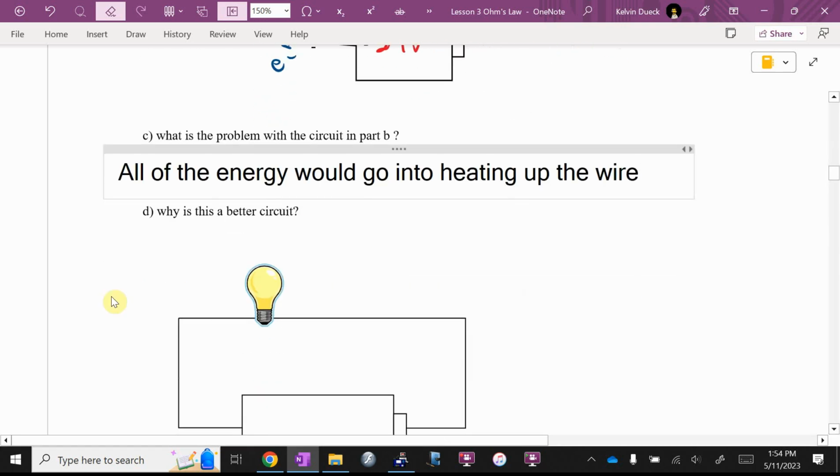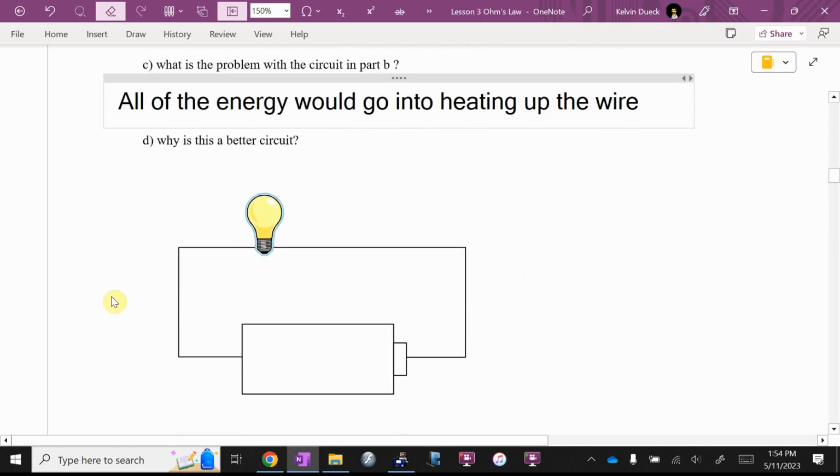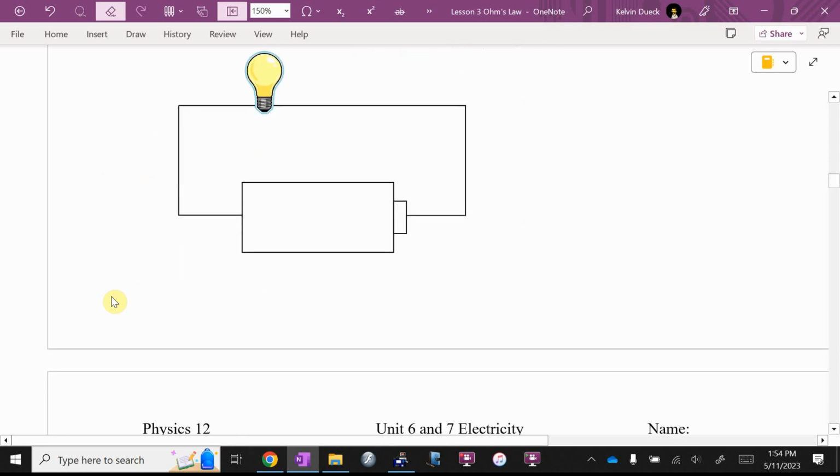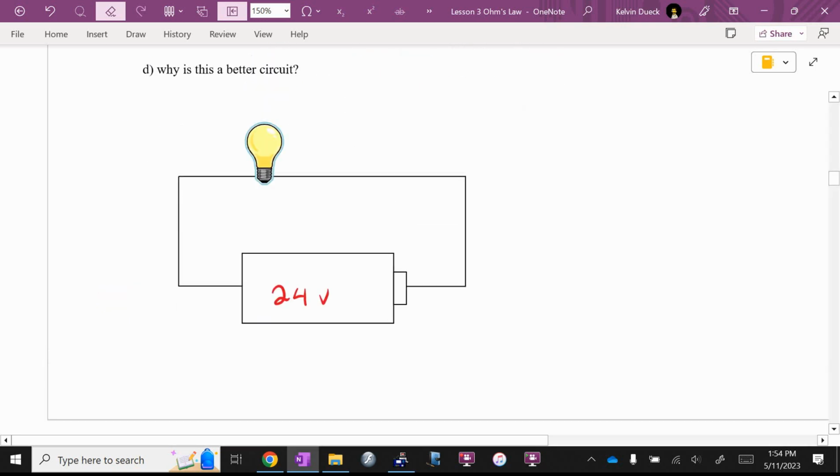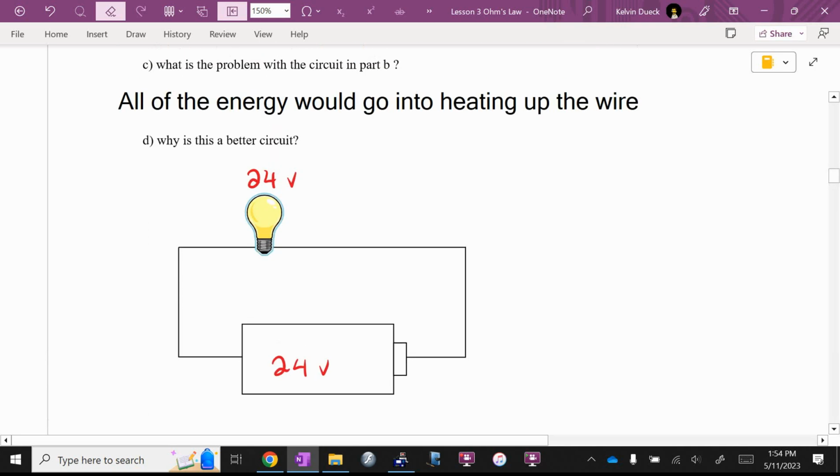Why is D a better circuit? Well, what did I make that earlier battery? 24 volts. If I have a 24-volt battery and I have to lose 24 volts, I'll lose my 24 joules per coulomb in that battery. Did I go too fast, Aiden? You got it okay? All the charges would go into heating up the wire.